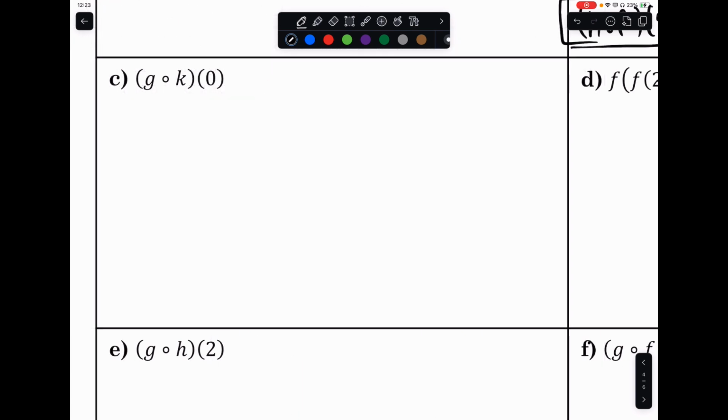Now moving on to the next example, we now want to evaluate g of k of 0. So we'll start with the inside first and evaluate k of 0. Well, the equation for k of x, the quadratic one, remember, is x minus 2 to the second power minus 3. So we want to start by first evaluating k of 0. So that's going to replace the x with 0.